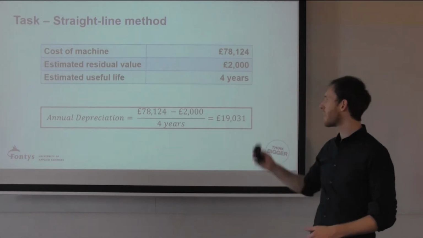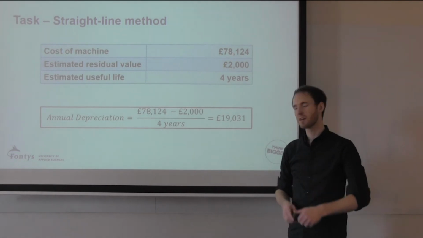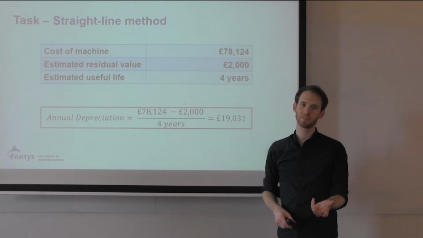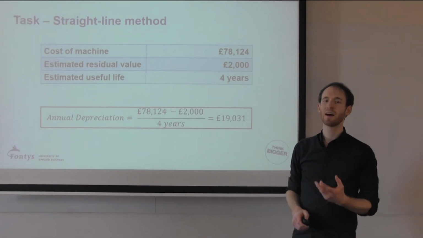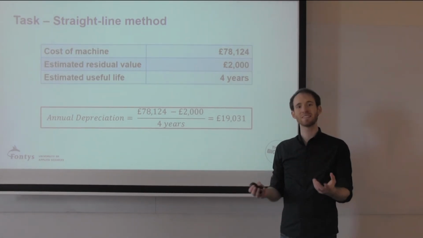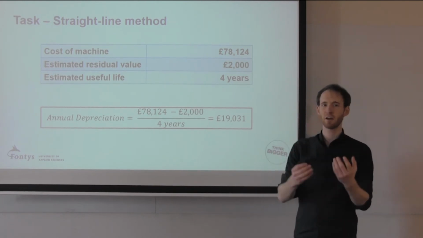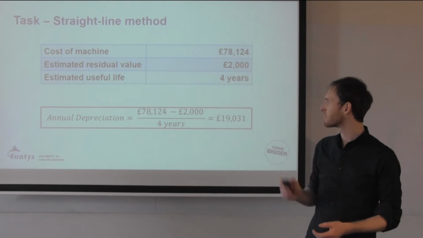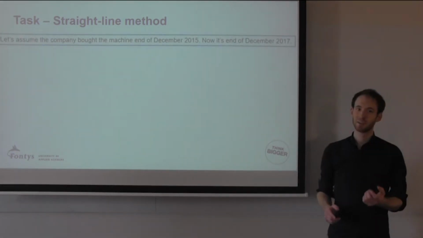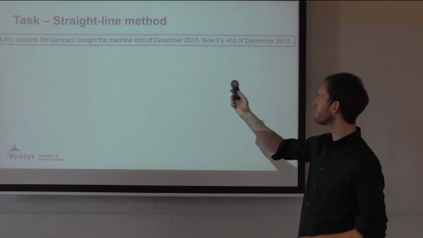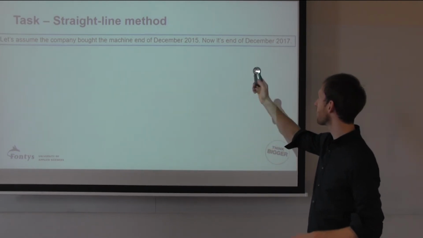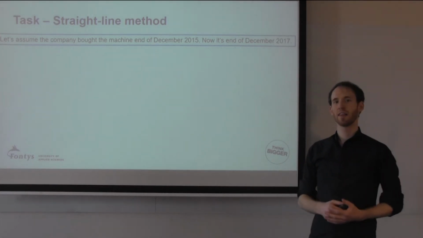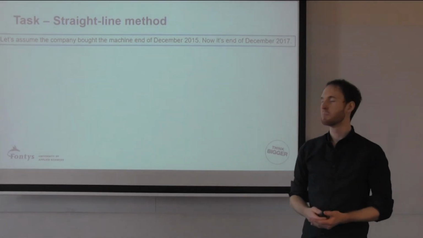So let's look at what happens in the income statement and balance sheet with this, because an annual depreciation, this part here, is actually a cost. So something that the company is expensing. So it's a value that is lost, and therefore we have to put it in the income statement. Let's have a look at how this actually works. So let's assume that the company bought the asset at the end of December 2015. Now it's the end of December 2017. So it's 2 years that we actually own this machine.